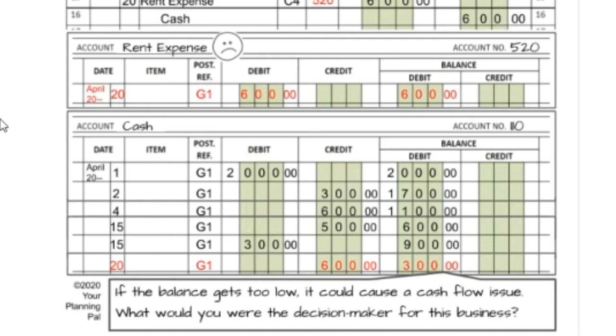So there are some ways to combat cash flow issues, but keeping track of cash flow and keeping an eye on that is something accountants can do to make sure that business owners and managers can make the best decisions possible.